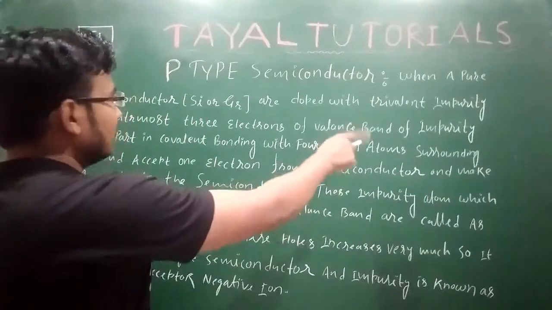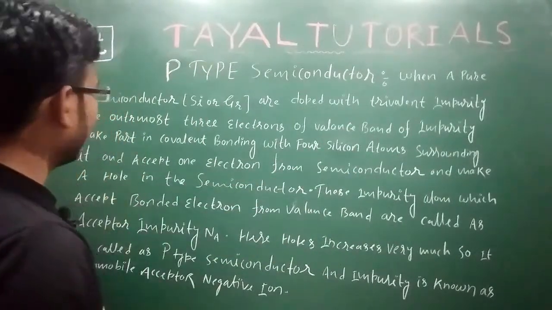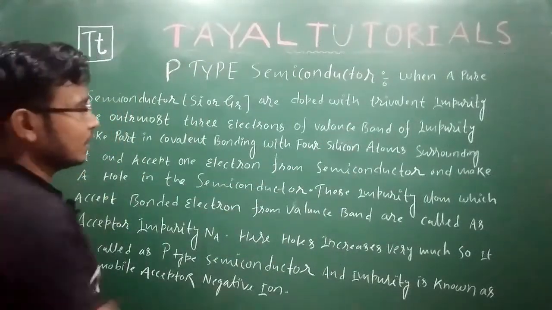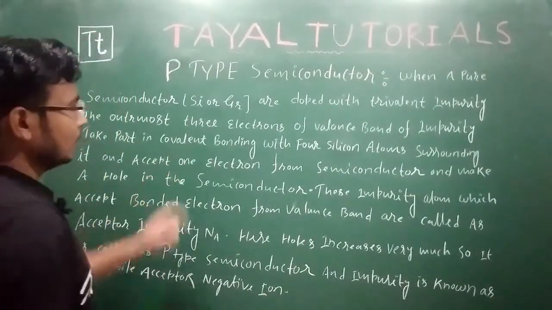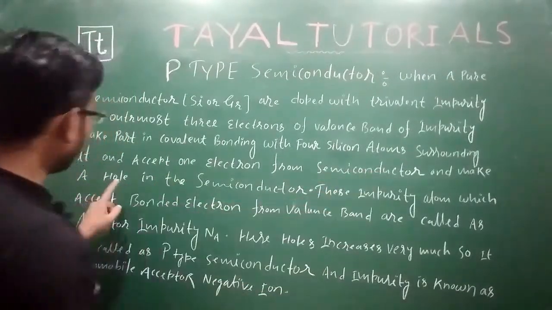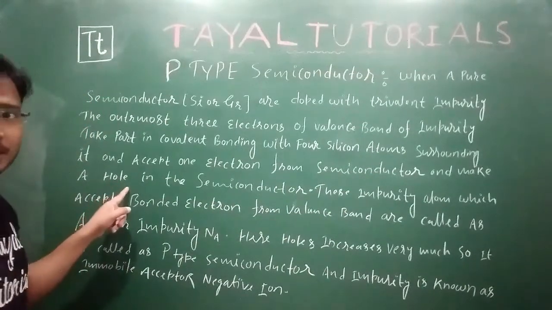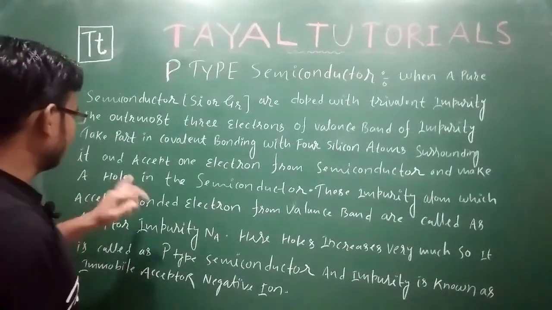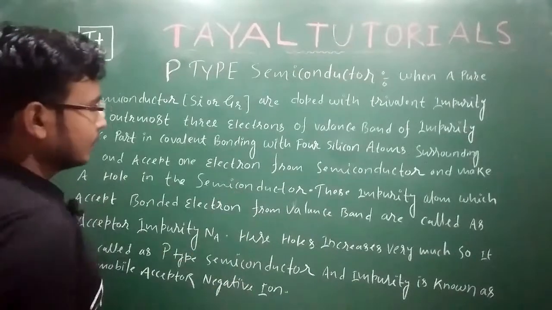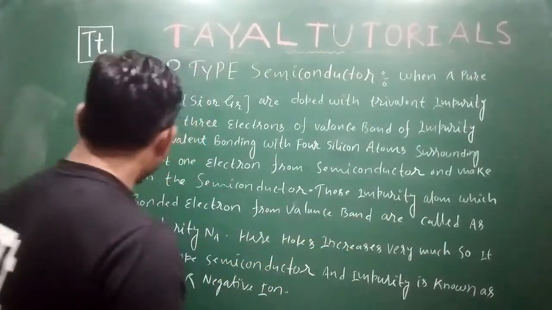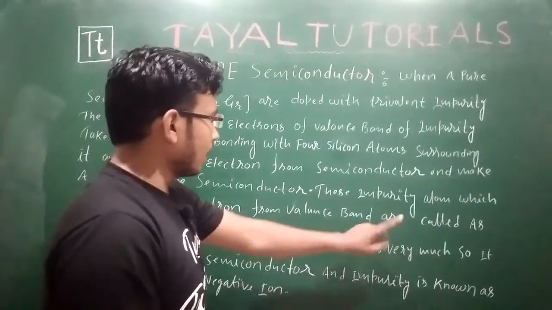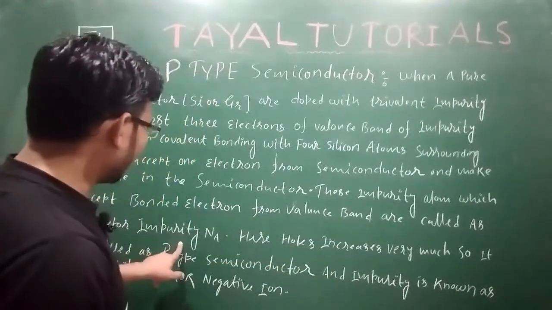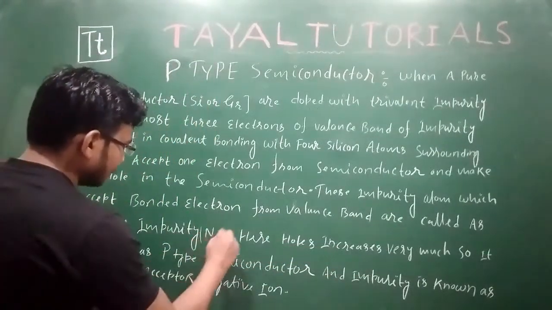Okay, the valence electrons of the impurity take part in the covalent bonding with the 4 silicon atoms surrounding it and accept 1 electron from the semiconductor and make a hole. How the hole will be created, I will show you in the crystal. In the semiconductor, these impurity atoms which accept the bonded electron from the valence band are called what? Acceptor impurity, that is represented by Na.